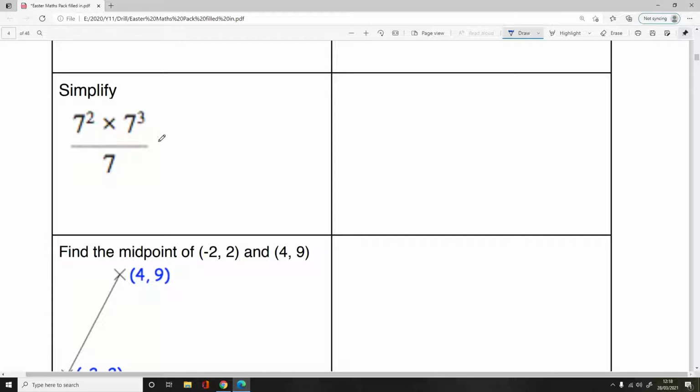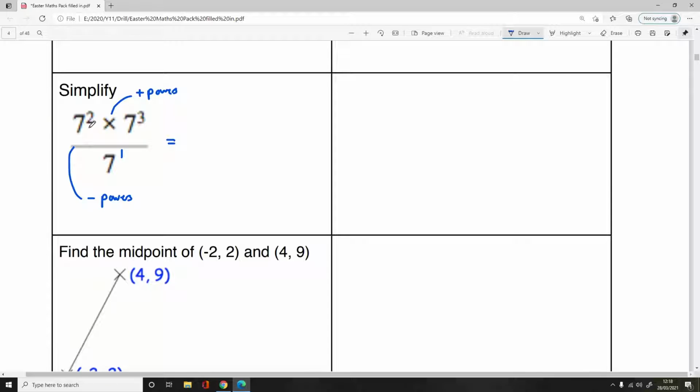Second question, we've got some index rules. So if we want to times indices together, that means we are going to add the powers. And if we want to divide indices, that means we are going to take away the powers. The other mistake I think people can make here is they look at 7 and think that that doesn't have a power, but any number on its own is to the power of 1.